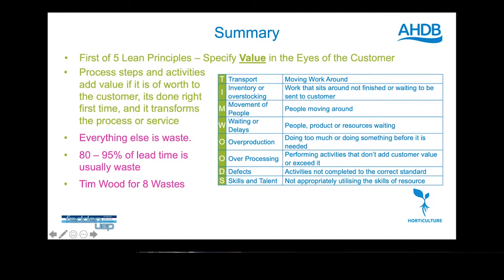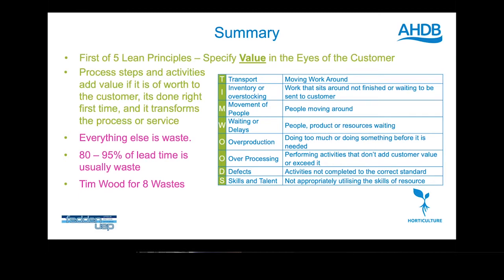Transport, moving things around. Inventory or overstocking, that's work that we've done that sits around not finished or waiting to be sent. Movement of people is people moving around. Waitings or delays is when people, the product, resources, or anything else is waiting for the next thing to happen. There's two overs. Overproduction is doing too much, doing something that's not needed. Overprocessing is performing tasks that don't add value, so trying to add value. Defects is quality issues or activities that are not completed correctly.